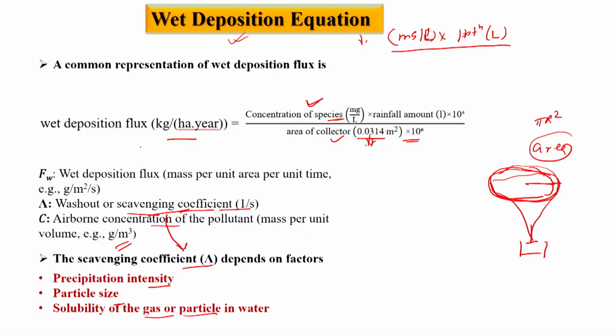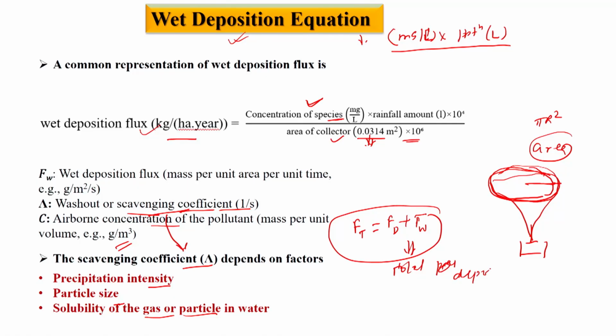We can calculate the dry deposition and the wet deposition, and the total flux Ft will be given as F dry plus F wet. From that you can calculate the total deposition. And when you have the total deposition, you can calculate the ecological impacts that particular nutrients can have via deposition. So I think I have covered wet and dry deposition sufficiently.